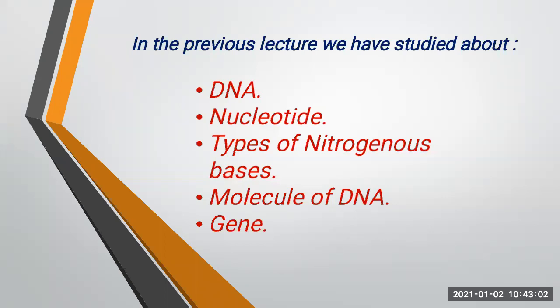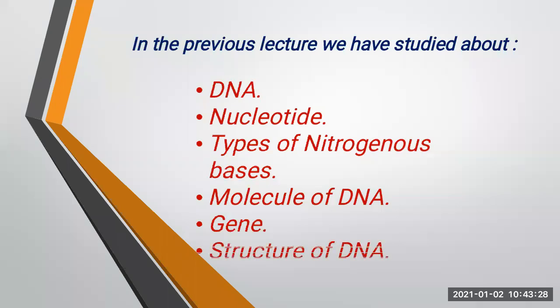It is made up of nucleotides, right? And the nucleotides are made up of sugar, phosphoric acid, and nitrogenous bases. I hope you remember the names of the nitrogenous bases. These were adenine, guanine, cytosine, and thymine. So we have studied the molecular structure of DNA, and we have also studied what is gene, right?